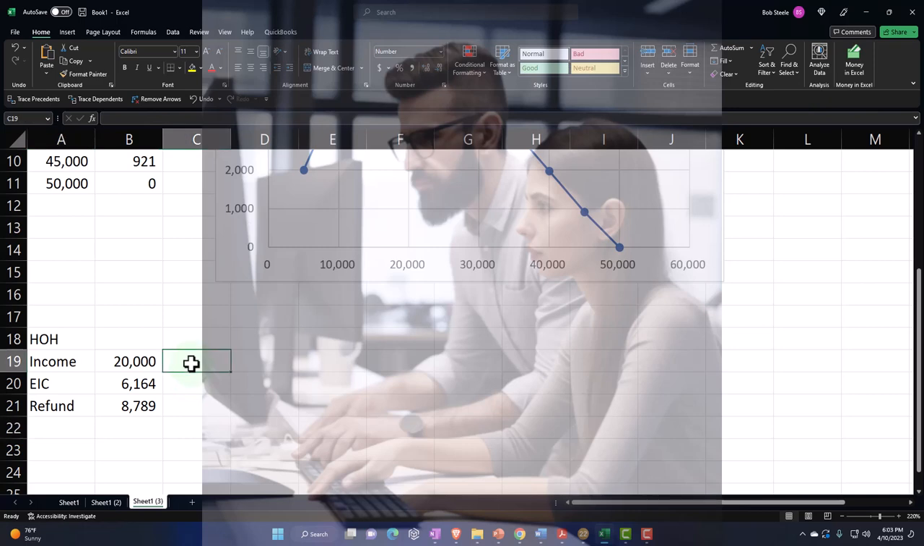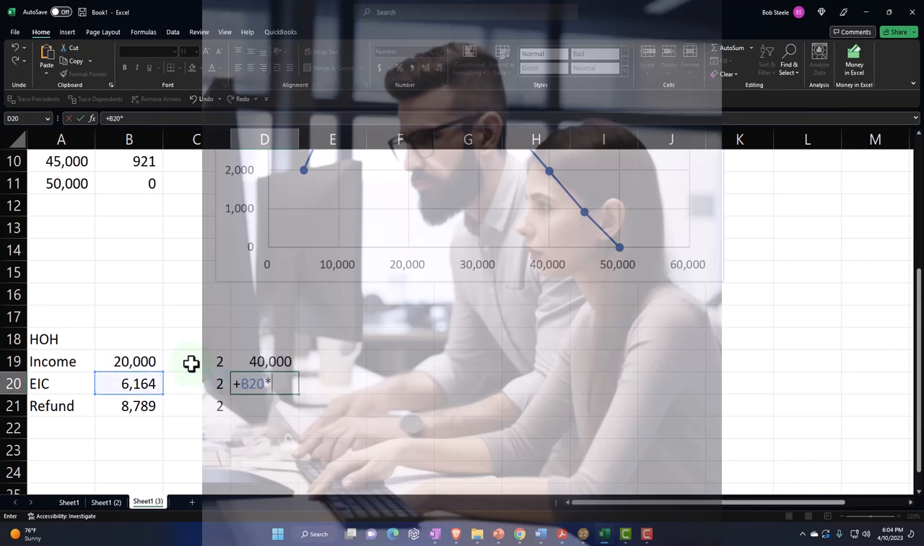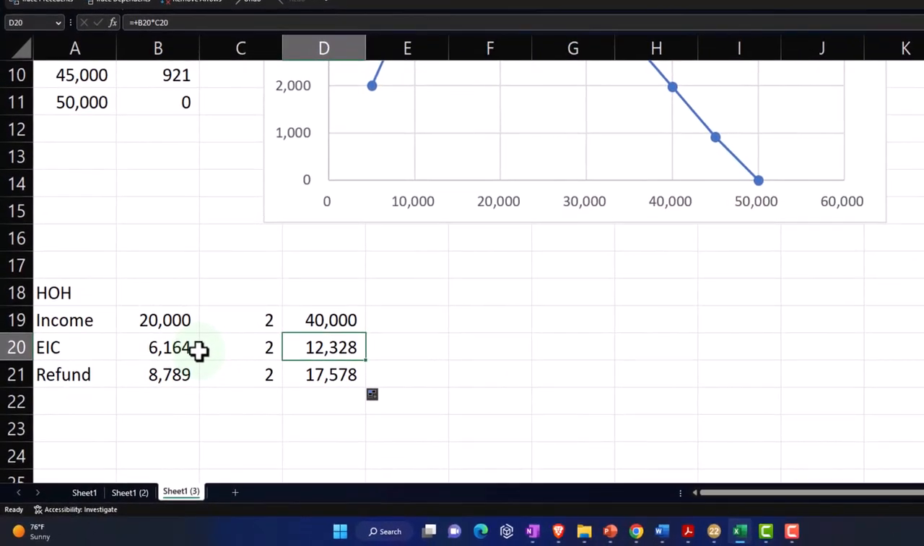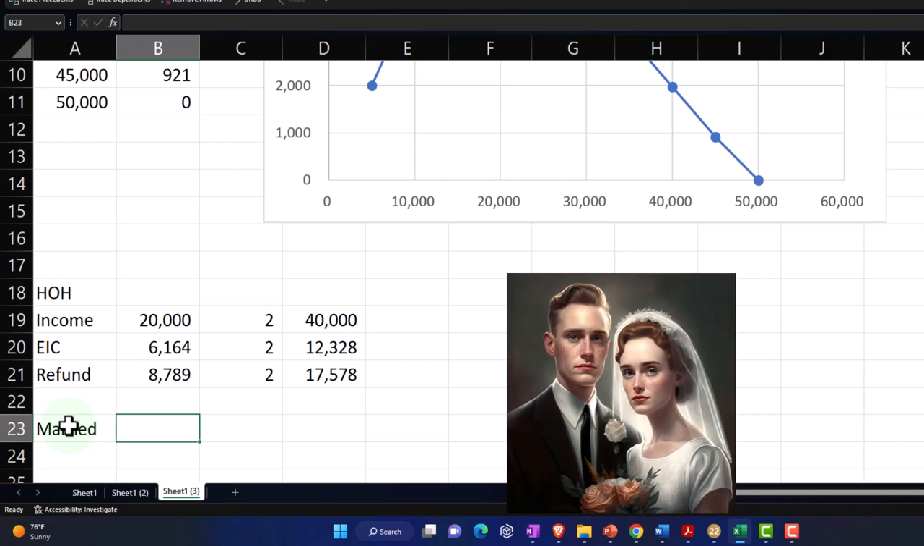So if I double that, times two, then between the two people, if they filed separate head of household returns, it'd be this times this and this times this. They'd have a total of 40,000 income, and then the earned income credit doubled would be, for two people, this. And then if they got married, now you've got income of this times two, 40,000.